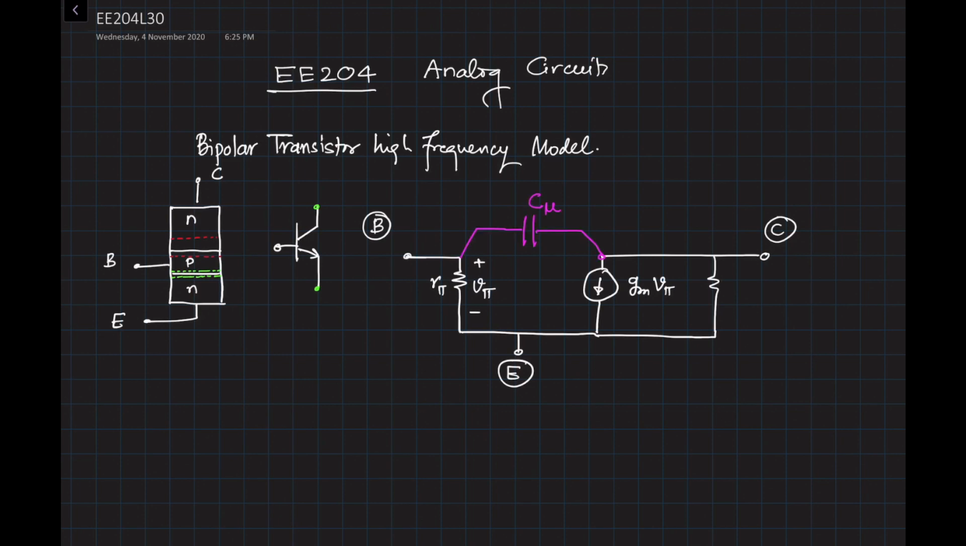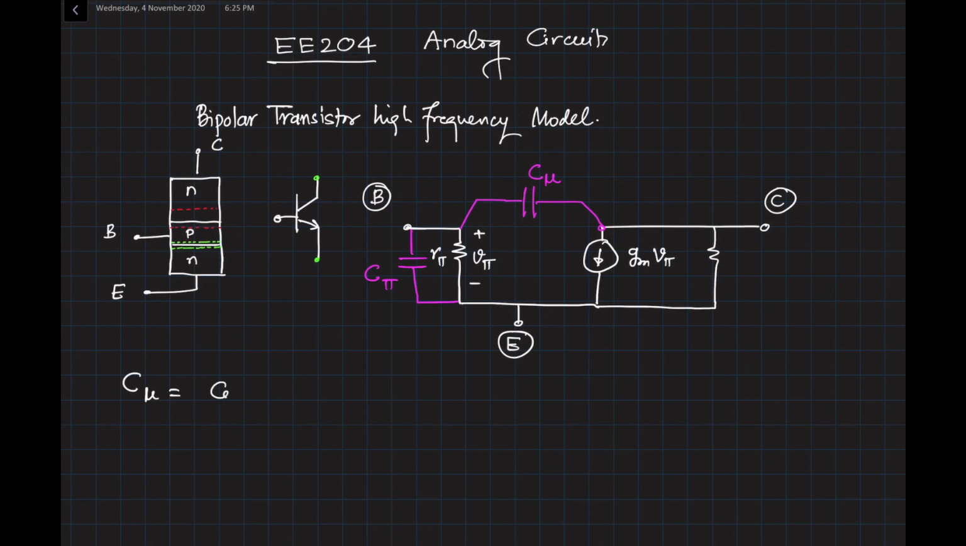And base to emitter is forward biased. That will give us a capacitance C pi between the base and emitter junction. We are going to figure out what the values of C mu and C pi are. First, C mu.